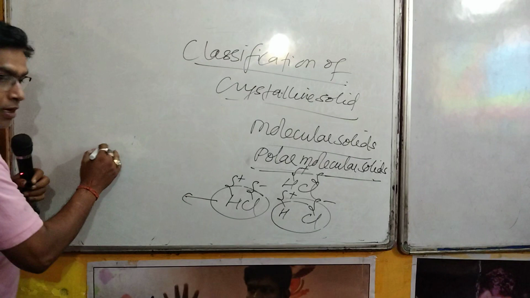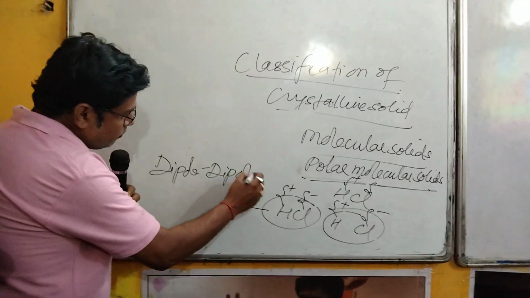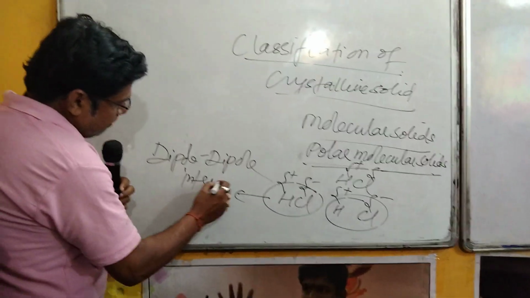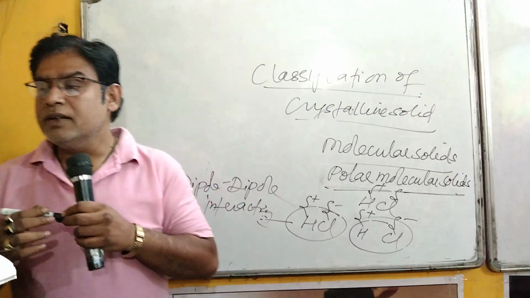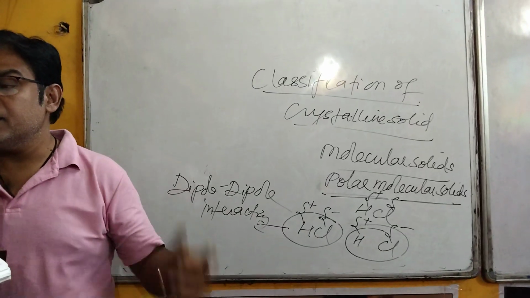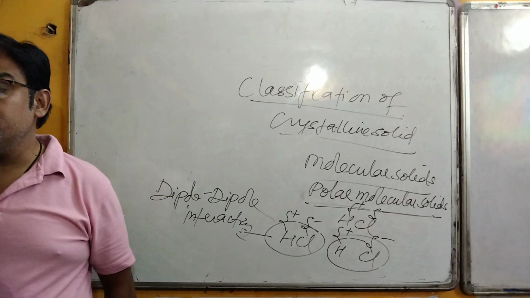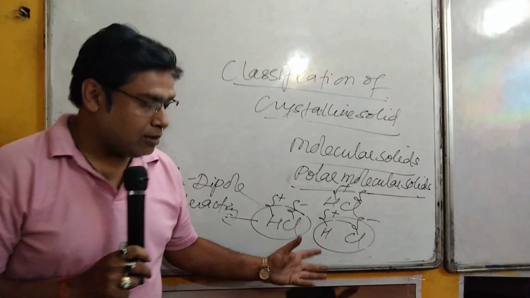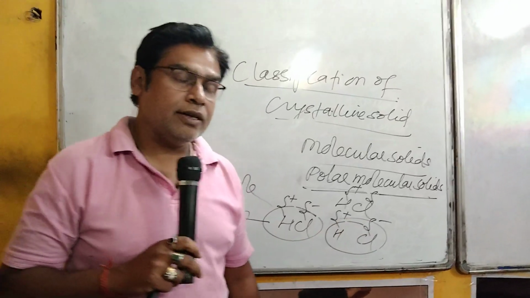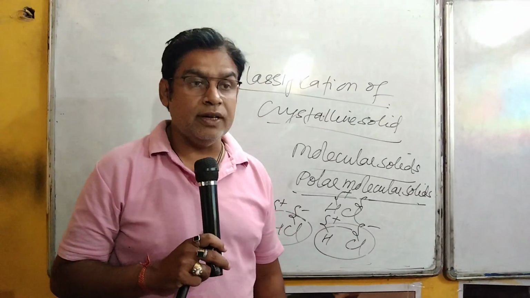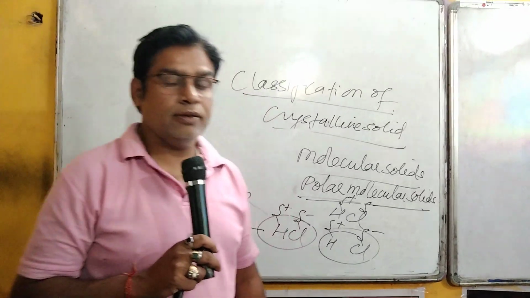What it is known as? This type of interaction is known as dipole interaction. So polar molecular solids usually they have dipole interaction. You will find. Clear है ना? And dipole जो force of interaction है, it is a weak force of interaction, also known as weak van der Waals forces of attraction.